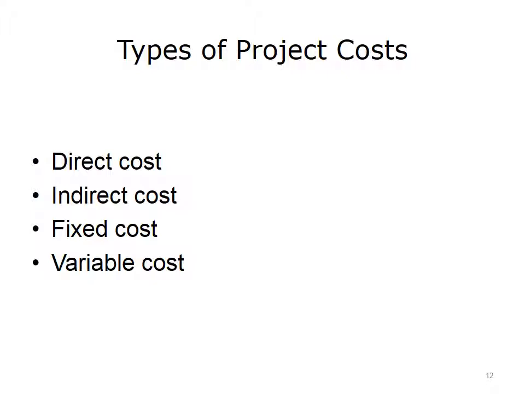Costs paid for one time and that do not fluctuate with the quantity produced or the amount of work are fixed costs. Example: cost of a computer. Costs that fluctuate with the quantity produced or the amount of work are variable costs.